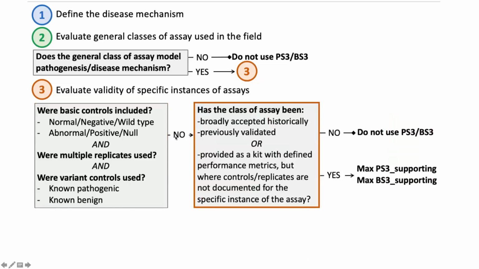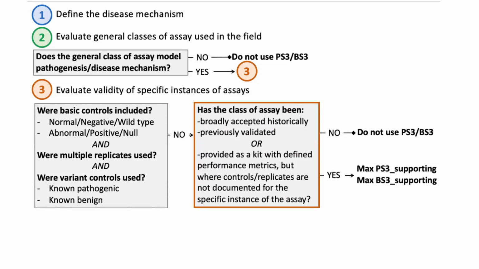If these parameters are not met, then there are still some ways to give evidence for functional assays. If it's broadly accepted historically, if it's been previously validated, such as the lab has previously published on the assay showing all these validation controls, but then later publishes again, looking at another couple of variants, but doesn't show all the same validation as before, or if it's provided as a kit with defined performance metrics, but the controls or replicates are not documented for the specific instance of this assay.